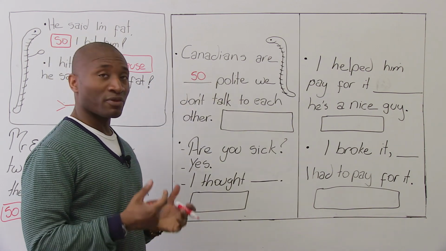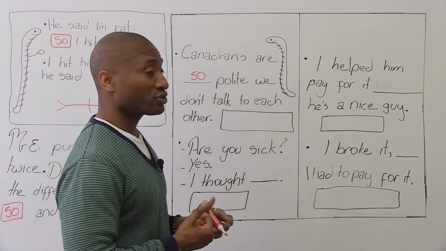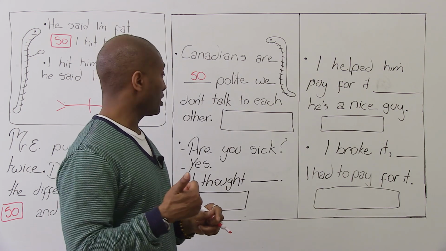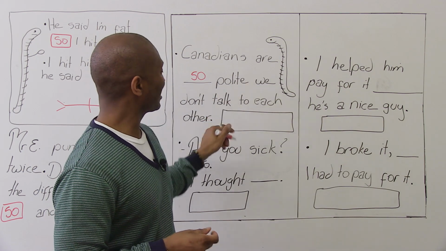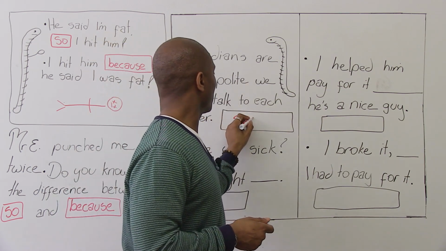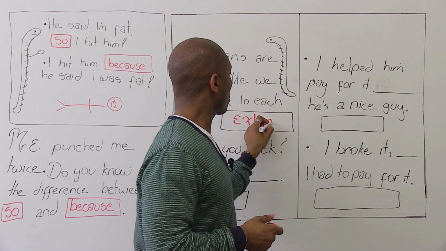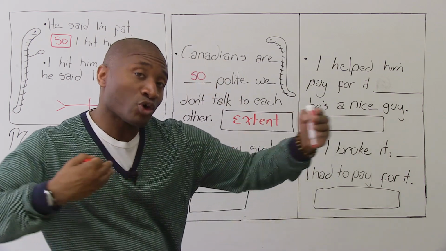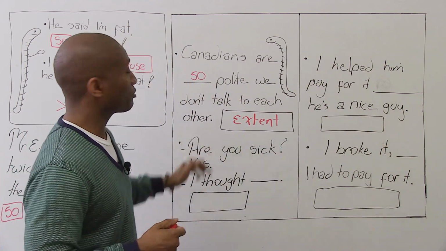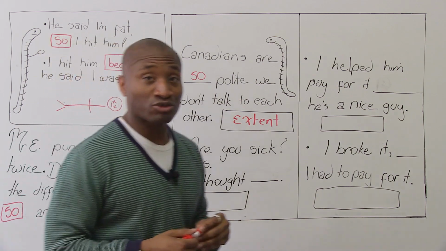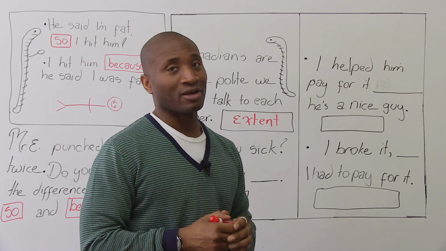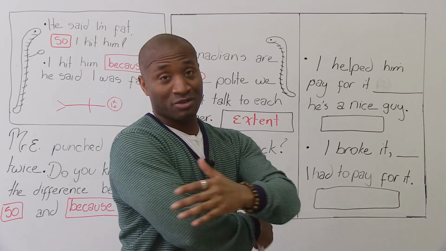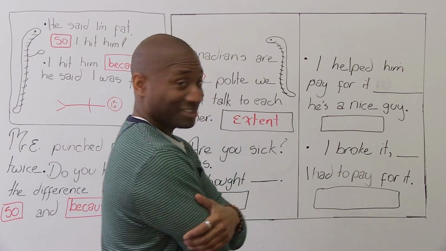And remember, there's a couple of things we learned about so. So is a conjunction. In this case, is it acting like a conjunction? No, we're using it as an extent. We're talking about the range, right? Extent. Like so hot, so cold. They're so polite, right? That they don't talk to each other. And it's true. You'll see two Canadians walk by, smile, and say nothing because they don't want to interrupt each other's personal space. It's quite cute.